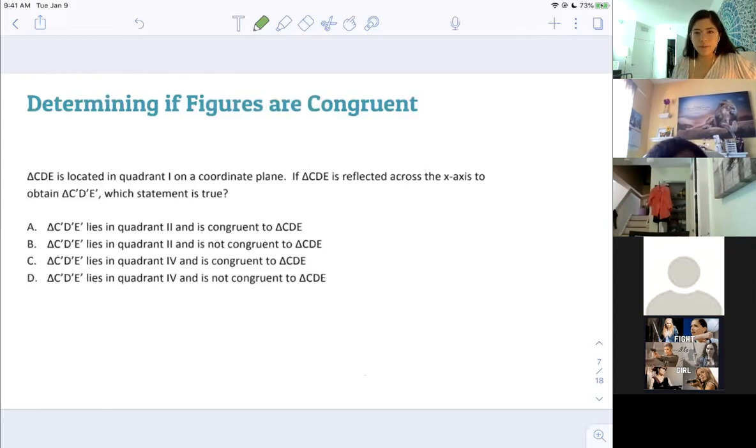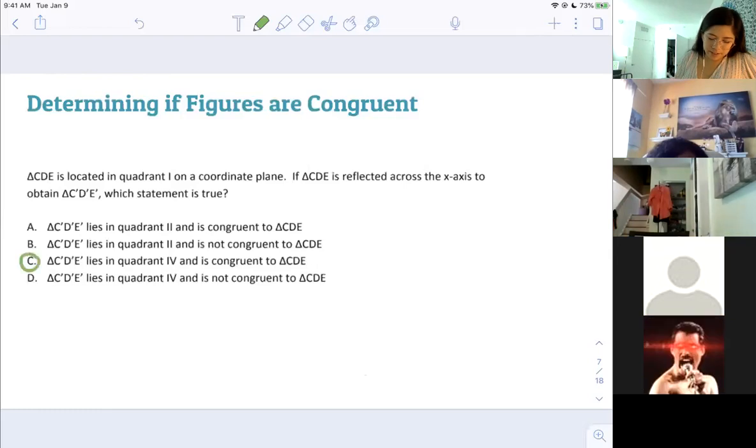The majority of you voted for C, and that is in fact the correct answer. Which ones could you eliminate right away? You should automatically eliminate A, B, and D.